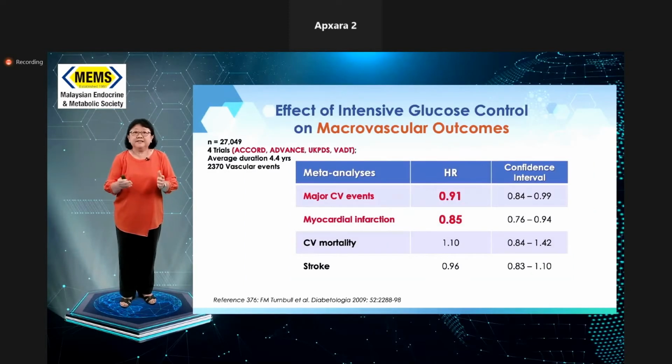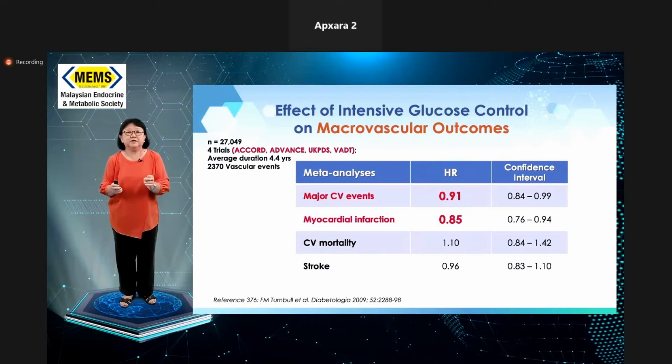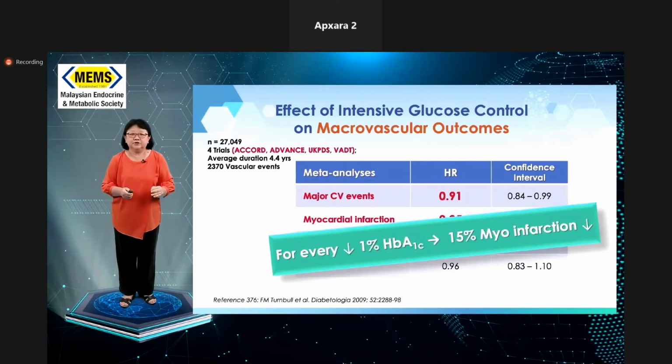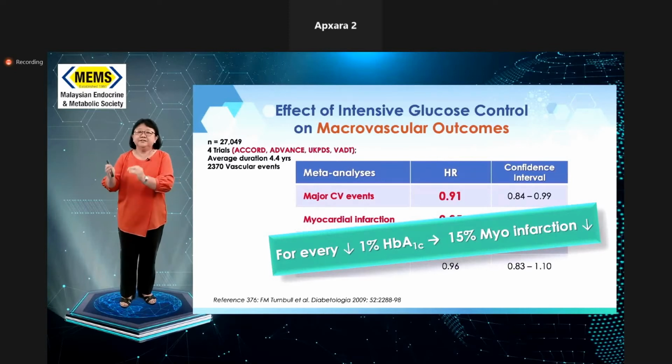This is a meta-analysis of the 4 landmark glycemic trials, and you will see there it's ACCORD, ADVANCE, UKPDS, VADT. When they meta-analyzed all these patient-level data over a long period of 4.4 years with a crude 2,000 vascular events, you will recognize myocardial infarction is reduced 15% for every 1% reduction in A1C. 15% in myocardial infarction for every single 1% A1C we can reduce.